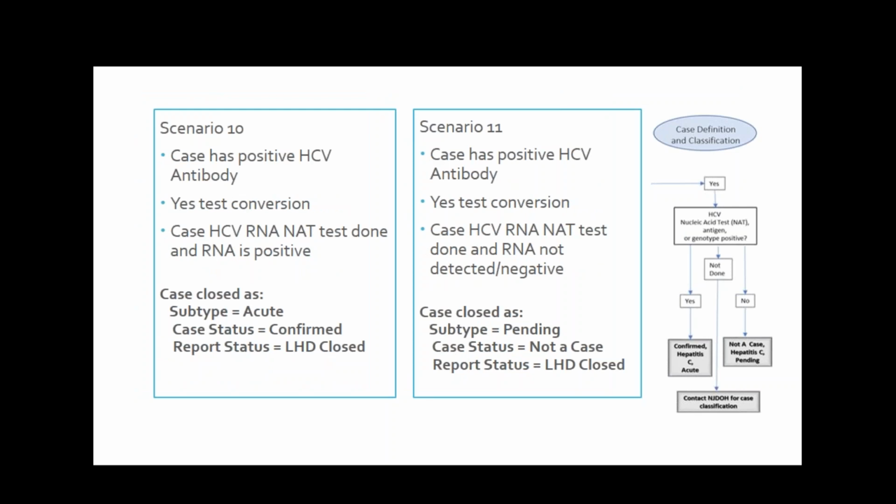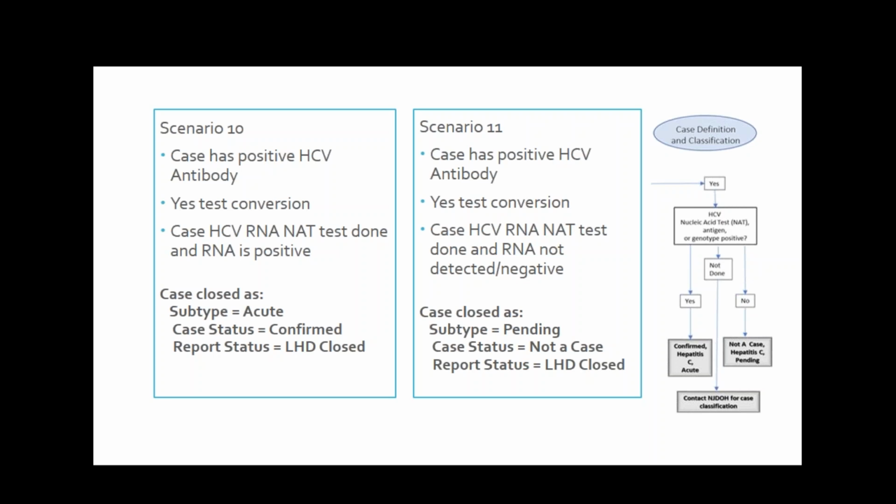So finally, let's look at the right side of the algorithm, and what does it mean? So the case has a positive antibody. Now there are 2 scenarios again. In scenario 10, the case has a test conversion, and the case has HCV RNA test done, which is positive. Then this case will be closed as acute. That's subtype acute, case status confirmed, report status LHD closed.